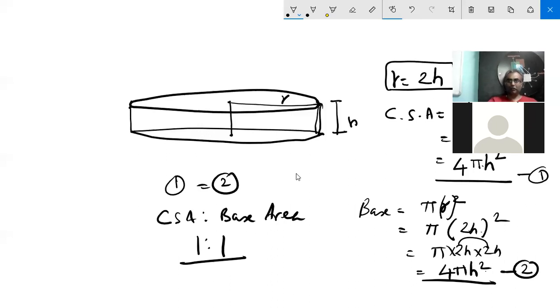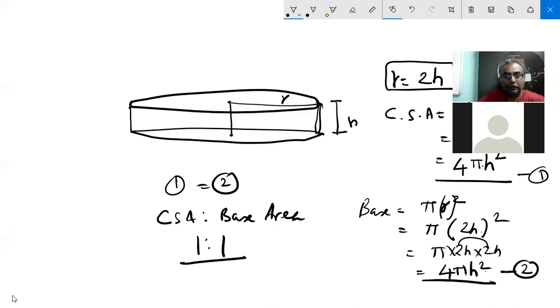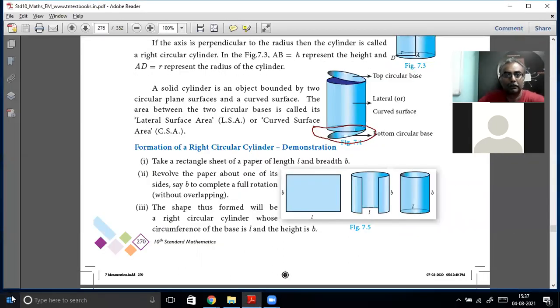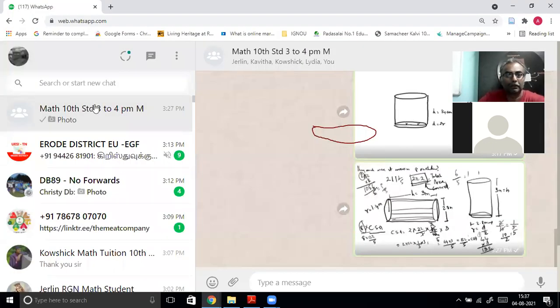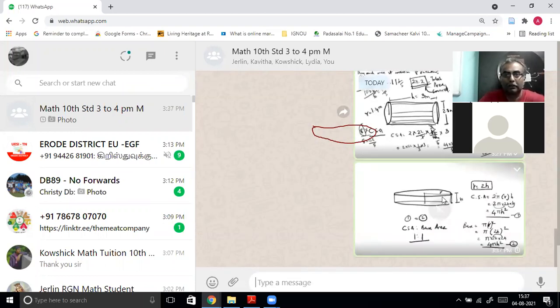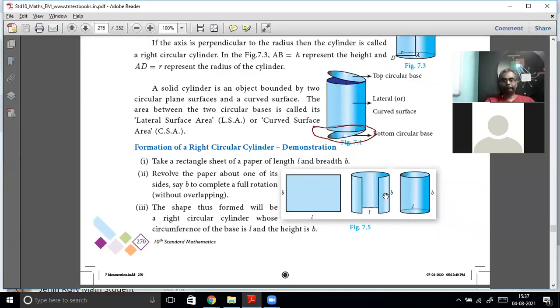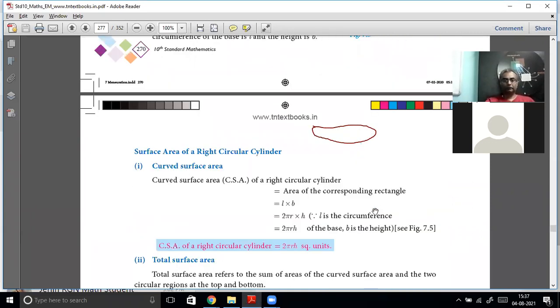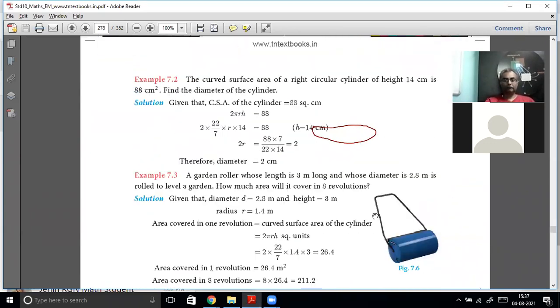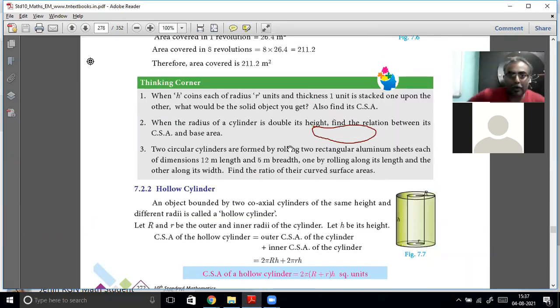Okay, now we'll try another one. You finish this now? Yes, sir. Okay, finish copying. Now, two circular cylinders are formed by rolling two rectangular aluminum sheets.